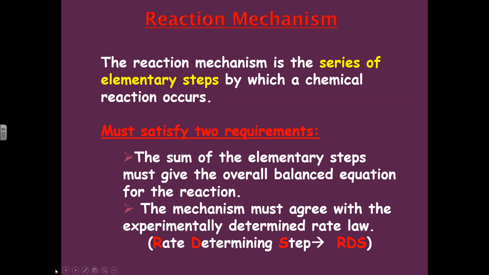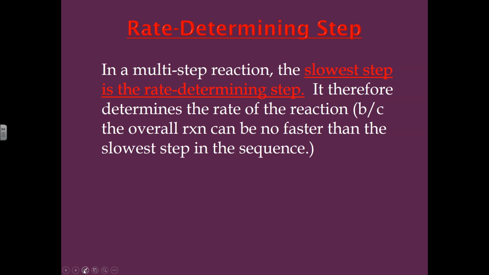Now, one thing we also want to understand is what is meant by the rate determining step, which will be abbreviated RDS. The definition of the rate determining step in a multi-step reaction is that it is the slowest step in the mechanism. So if you're given 2 or 3 or even 4 elementary steps, the slowest step in the mechanism is considered the rate determining step.